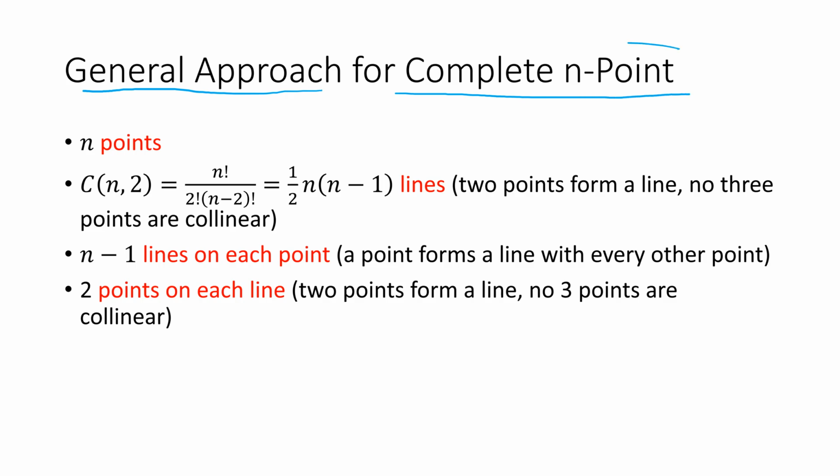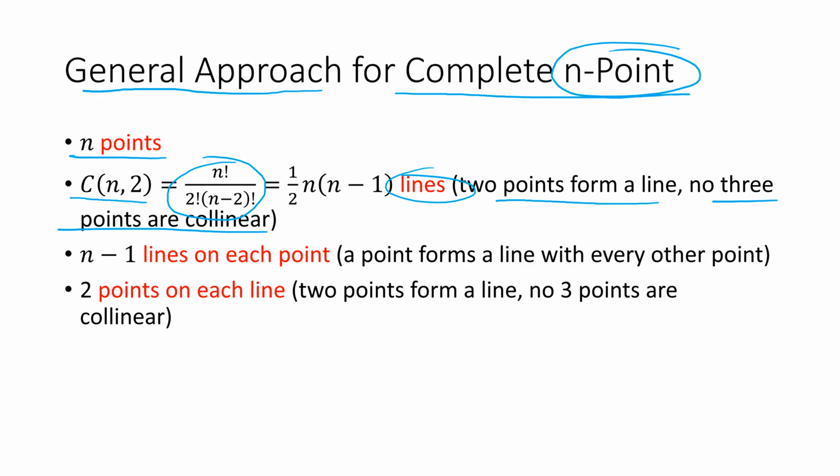So given a complete endpoint, we have n endpoints. And we also have the requirement that no 3 points are collinear. So that means that only 2 points can form a line. Therefore, for the number of lines, we have to get the combination of n endpoints taken 2 at a time. So we can use this formula, which is also equal to 1/2 times n times n minus 1.